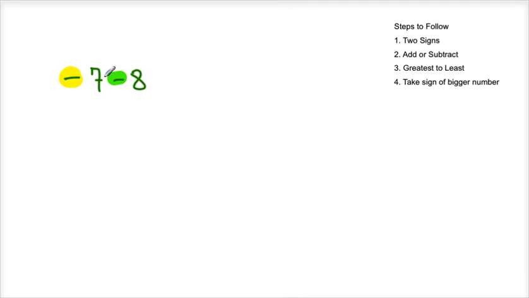Well, these numbers both have the same sign, so when they have the same sign, I'm going to add these numbers. Put the numbers in order from greatest to least, so I have 8 and 7. 8 plus 7 is 15. And then finally, is this going to be a positive 15 or a negative 15?